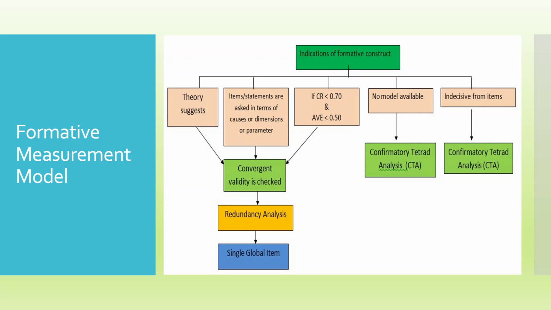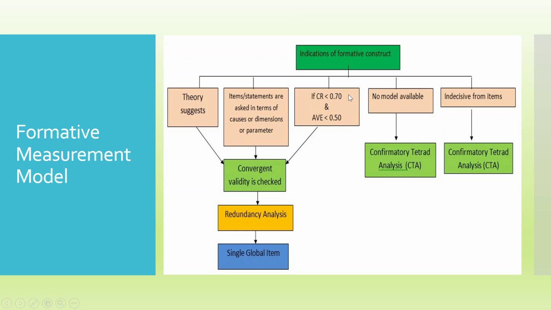Now, how do we resolve whether my construct is formative or reflective? There should be some indications. The first indication is theory suggesting whether you are having a formative or a reflective model. Are you having some theory? Then you should go for a formative construct. If your item statements are asked in terms of causes or dimensions or parameters, definitely you should go for the formative construct. The third indication is your composite reliability less than 0.7 and average variance extracted less than 0.5, then there is a chance that it can be a formative construct.